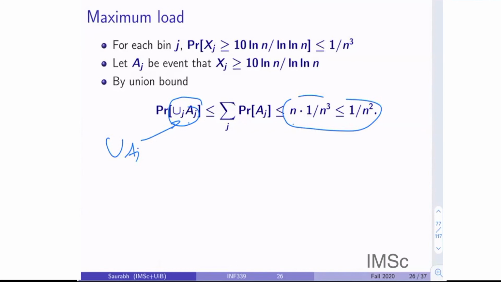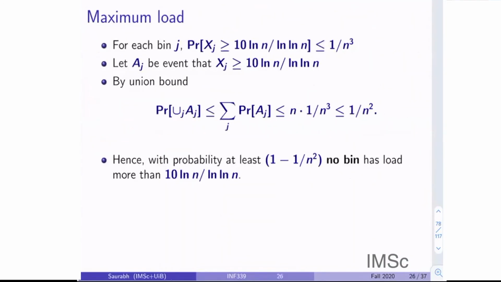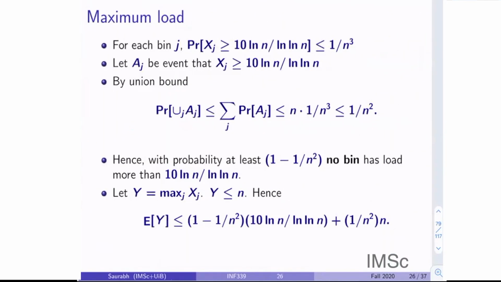Each of these is an event. So on the right hand side, you are only summing the probabilities more. For some outcome, you could be summing a1, a2, a3, many of them on the right side, but on the left hand side, you are only counting it once. Hence, with probability at least 1 minus 1 by n squared, no bin has load more than 10 ln n / ln ln n. What does it say? With probability at least 1 minus 1 by n squared, no bin is overloaded. And by overloaded, we mean this.